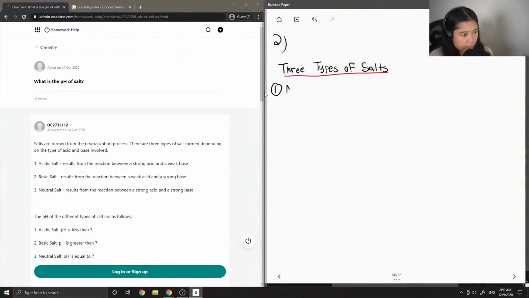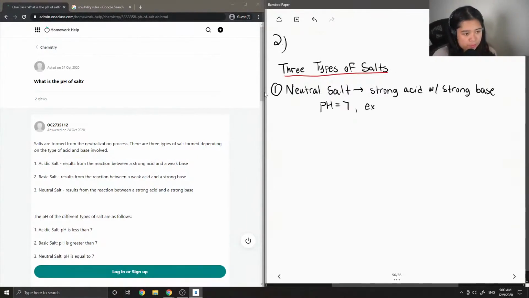So you could have a neutral salt, and to form this, you would need a strong acid reacting with a strong base. So for neutral salts, their pH is equal to 7. And the main example for a neutral salt would just be the classic sodium chloride, which is just table salt.